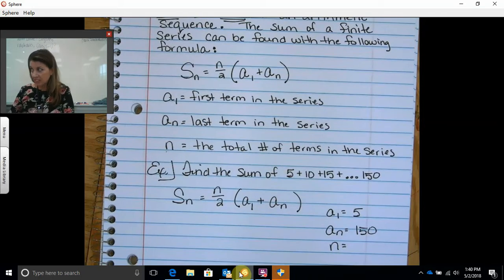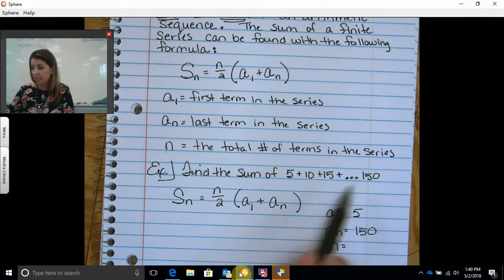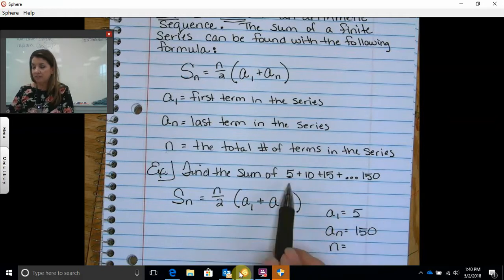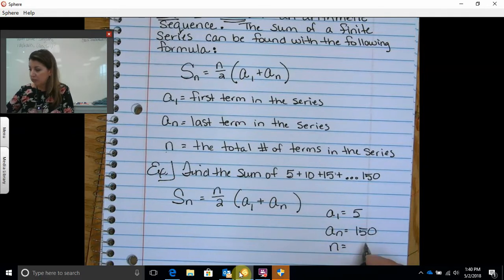It doesn't tell us that. 150 is the last term, and it goes by fives. How many terms do you think there are? 30. Just take that last term and then divide by, basically think about it as the common difference, okay? So in this case, there would be 30 terms in this series. Does that make sense? They didn't tell us that information. We had to figure that out.